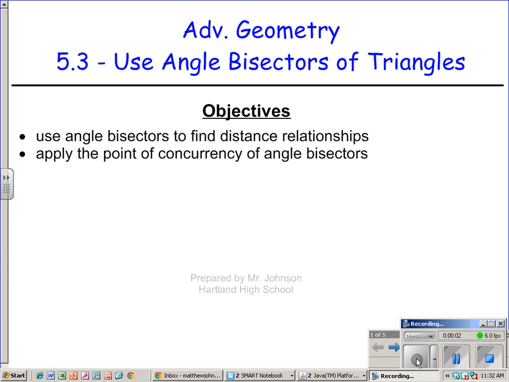Hi, everybody. This is the notes for section 5.3. We're going to be talking about angle bisectors, obviously, in triangles.